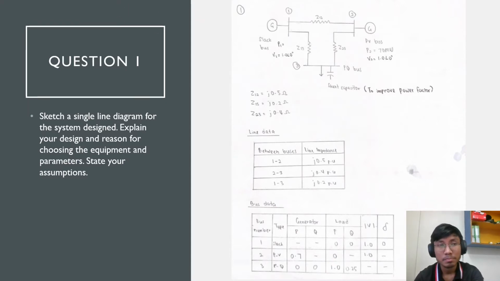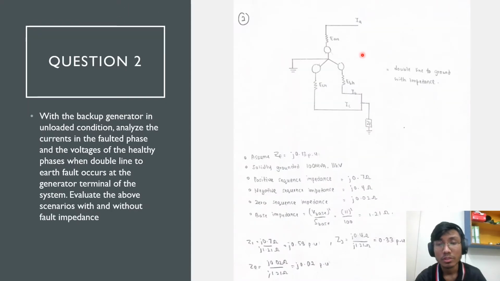For question 2, I draw this line diagram with impedance to give an insight about the parameters listed. I assume the fault impedance, ZF, in per unit, and assume the S base and V base for this system, which are 100 MVA and 11 kilovolt. Then I assume all the impedances for positive, negative, and zero sequence.